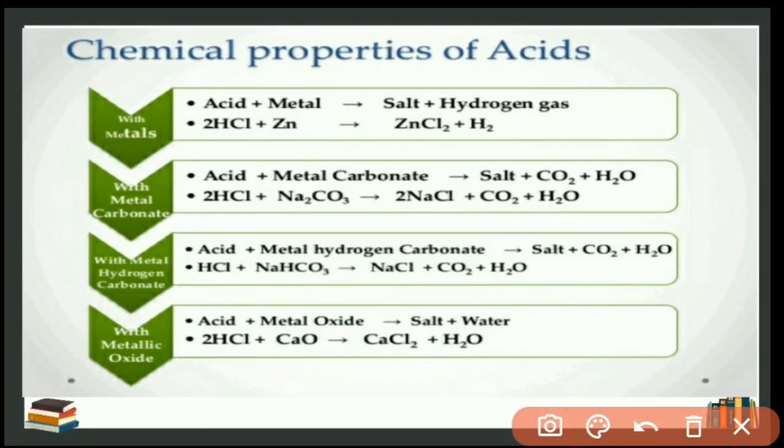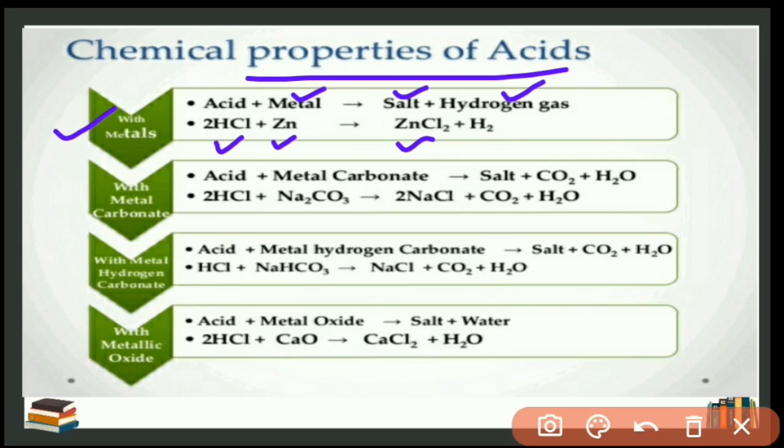From the above activities, we can predict the chemical properties of acid. First, acid reacts with metal, it forms salt and releases hydrogen gas. In chemical equation form, 2 moles of HCl react with zinc, it forms zinc chloride and releases hydrogen gas.